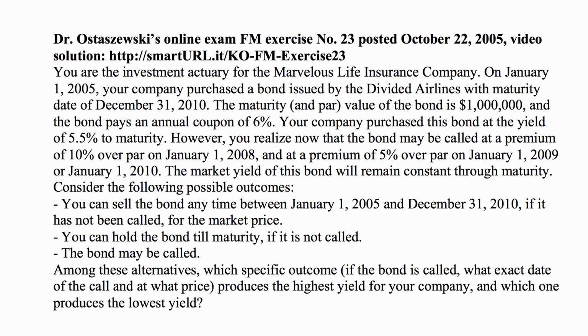Consider the following possible outcomes. You can sell the bond any time between January 1st, 2005 and December 31, 2010 if it has not been called for the market price. You can hold the bond until maturity if it's not called. The bond may be called. Among these alternatives, which specific outcome, if the bond is called, what exact date of the call and at what price, produces the highest yield for your company, and which one produces the lowest yield?